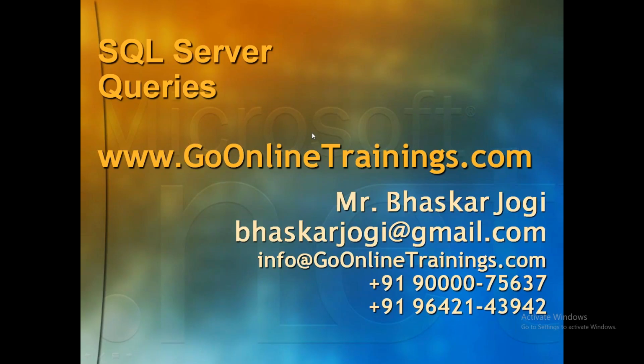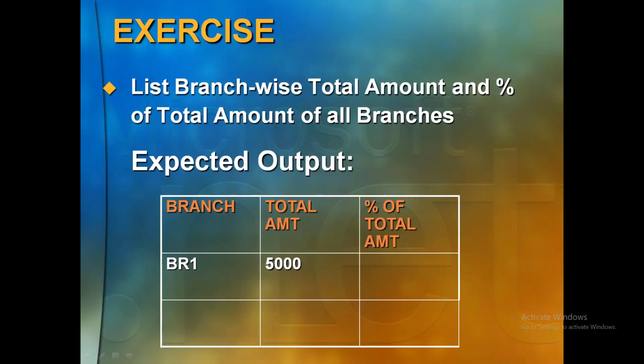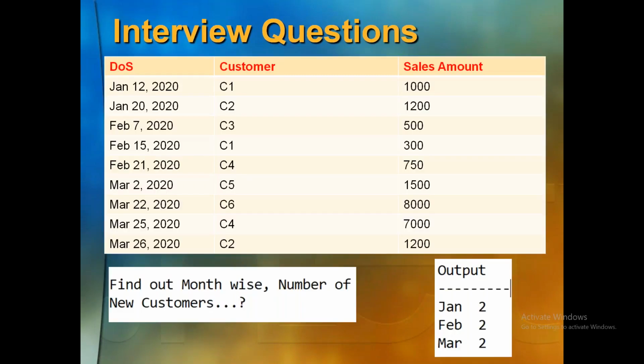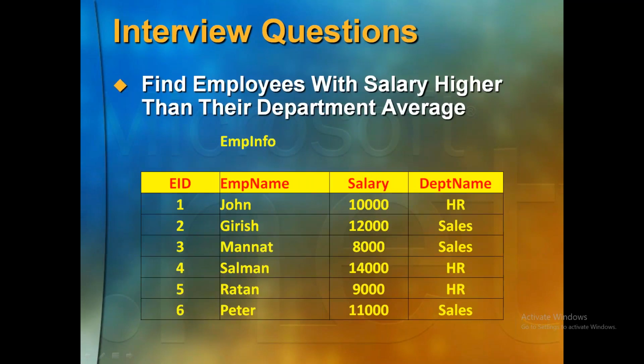I had given a couple of examples in yesterday's class, and this interview question we cracked, right? This was the data, and find out the month-wise number of new customers. I think we cracked this. And one more question asked the other day: find employees with salary higher than their department average. Clear? So here, John is working for 10,000 salary per month, and HR is John's department. Girish's salary is this much and he is in the sales department.